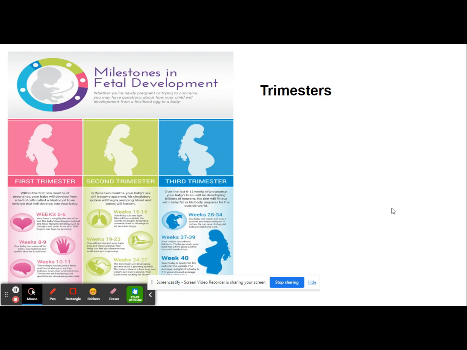The baby's heart begins to beat and facial features develop, such as the eyes and the nose. Arms with little fingers and legs are growing. Weeks 8 and 9, the baby can move all its limbs, has earlobes and eyelids that are fused shut, which means the baby cannot open its eyes. Weeks 10 and 11, the embryo has become a fetus and has vital organs such as kidney, brain, liver, and intestines. The bones are hardening and the genitals are developing externally.